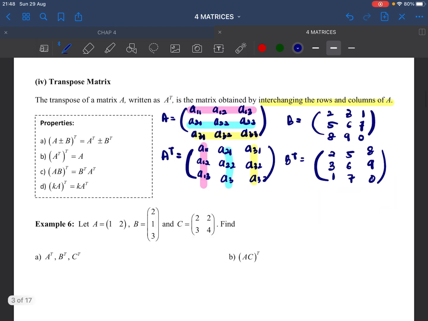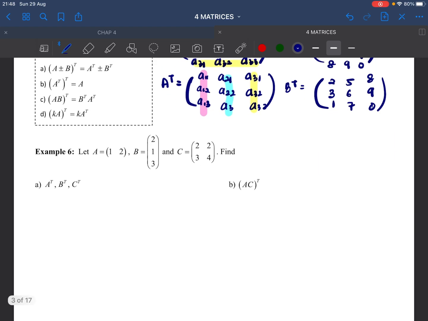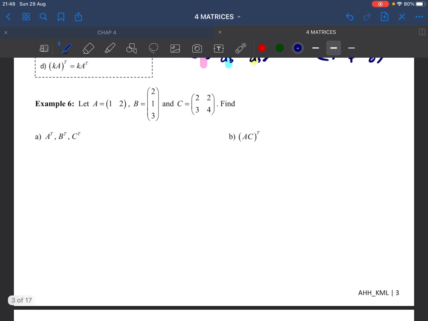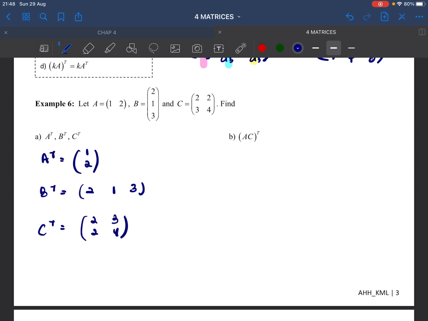So now let's see example 6. Let A equals to 1, 2, B and C. Find A transpose, B transpose, C transpose. Okay, very easy. You can do it by yourself. A transpose is equals to 1, 2. So dia akan jadi macam ni lah. Okay, so B transpose is equals to 2, 1, 3 and C transpose 2, 2, 3, 4. Okay, just change the row into column.